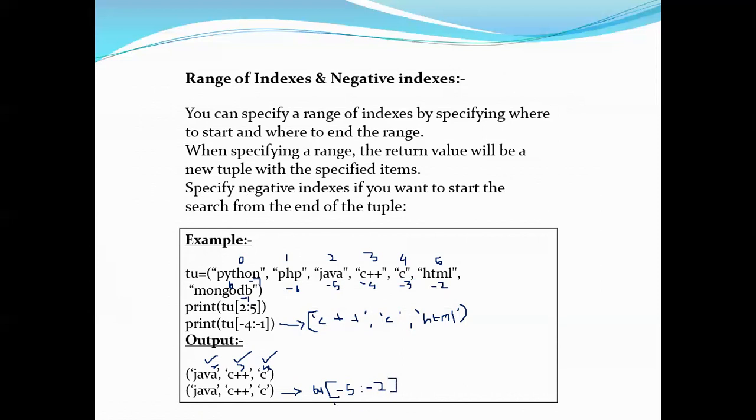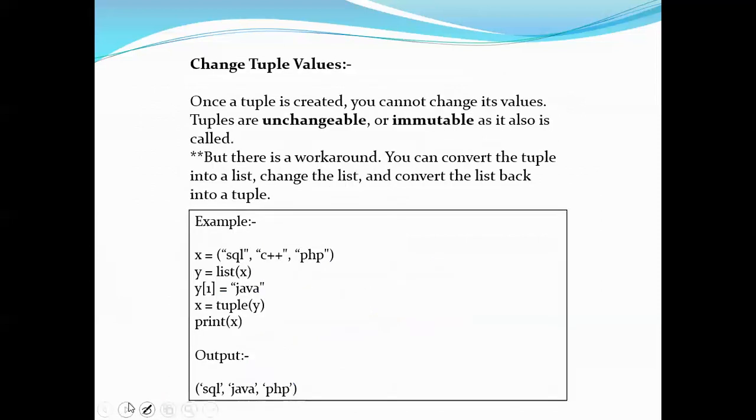Now you understood clearly, I hope, right? Now we know how to get a range of data items from a tuple. Either using that slicing operation I can go with the data items, or if the data items are given, I can also specify how to do the slicing. We have done both, right? So that's it with range of indexes and negative index. Now, changing tuple values.